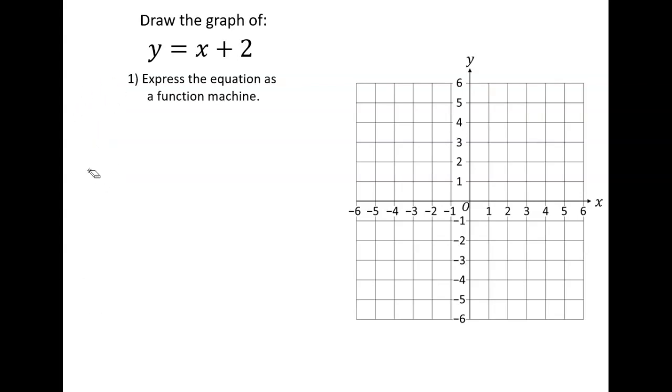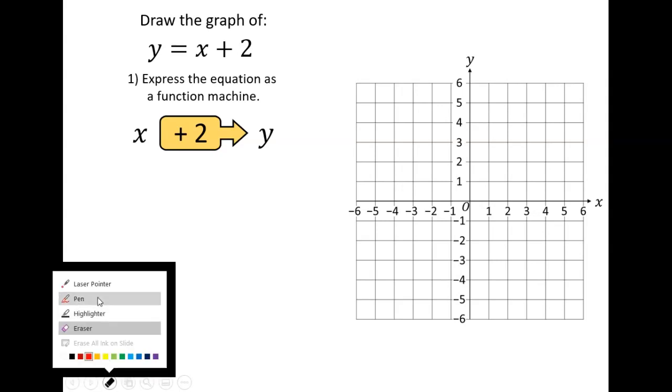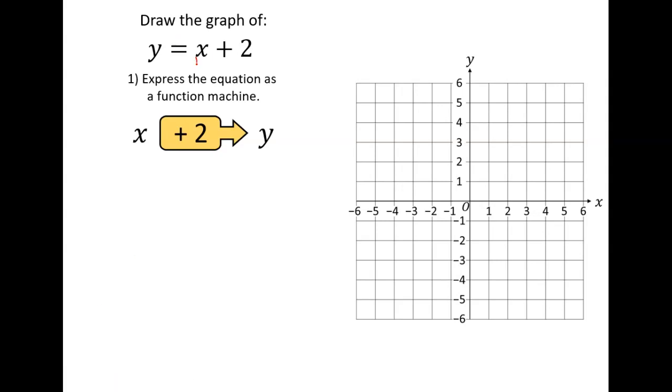Okay, so the first thing is we express the equation as a function machine. This just basically means that you're going to put a value in, and this function machine is going to spit out a different number or a different value. So this is my equation, y equals x plus 2. If I put in a value for x, it's going to add 2 to whatever I choose for x. So whatever number I choose to be x, it's going to add 2, and that will give me my y.